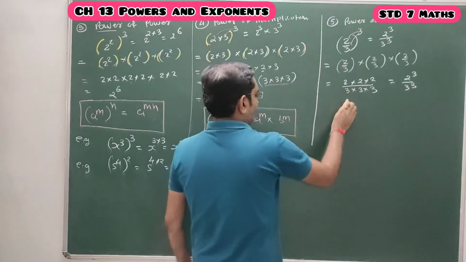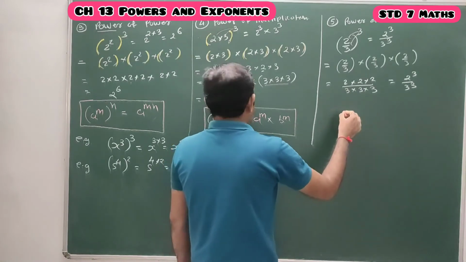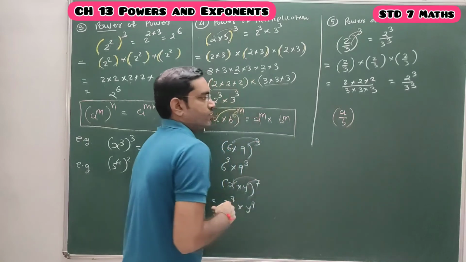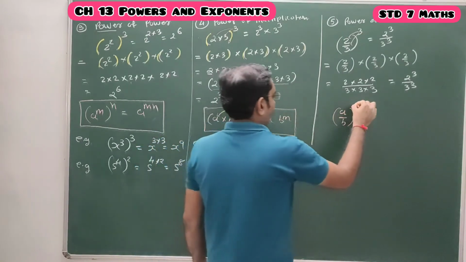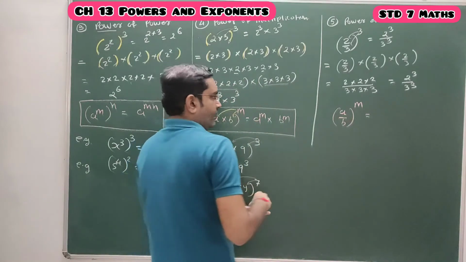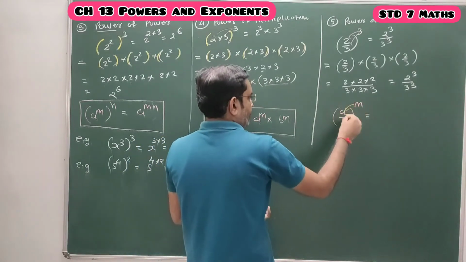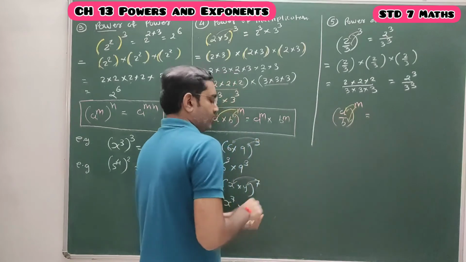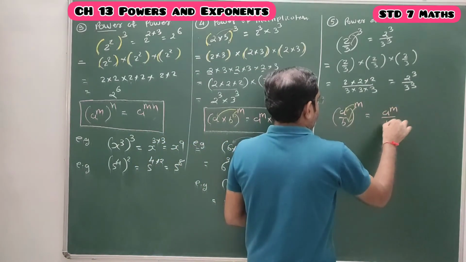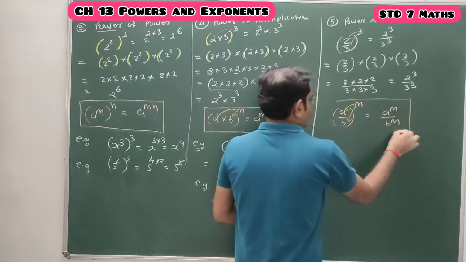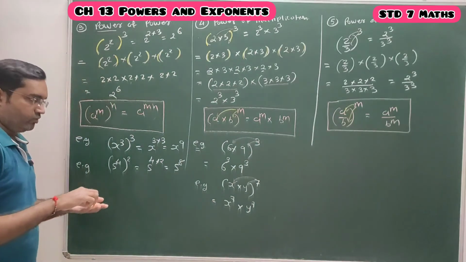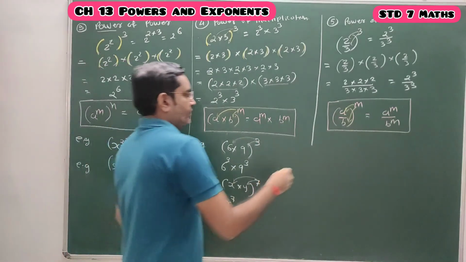So what is the formula? Power of division. So two numbers are in division, so let these a and b be in division. This is our base whose power is m. So this is power of division. So according to our formula, we can apply this m power to this a as well as this m power to this b. So that will be equal to a raised to m divided by b raised to m. This is the fifth and last formula of this law of exponent. Total five laws are there.